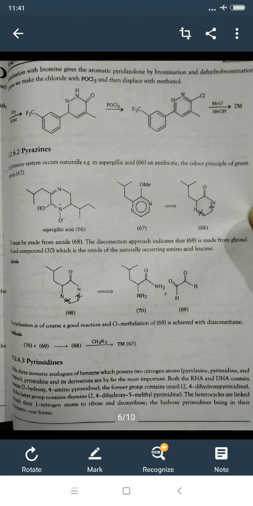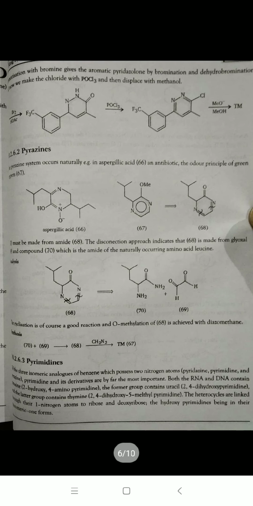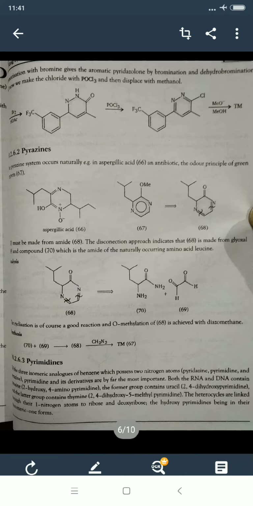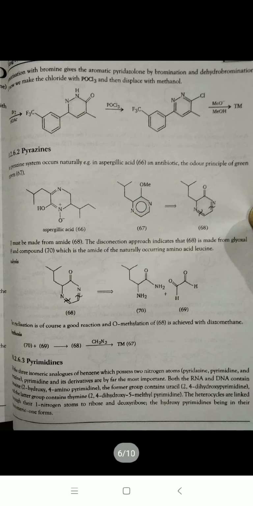So this cyclization is of course a good reaction. O-methylation of 68 is achieved by cleavage of the carbon-nitrogen bond, giving the amine and the diketone. So this target molecule is prepared from 70 and 69, giving you 68. 68 is combined with diazomethane, giving you 67. Thank you.